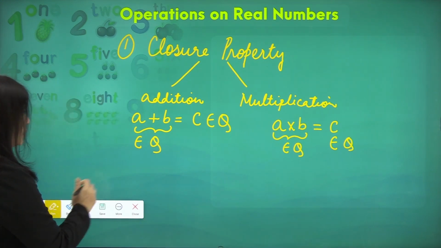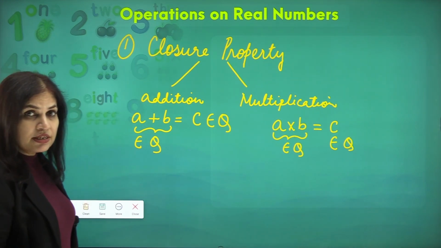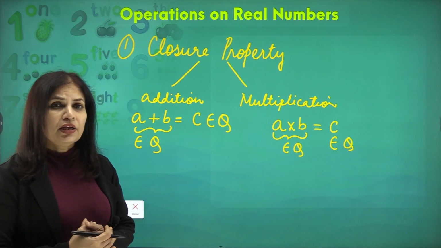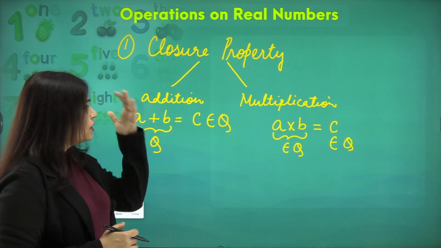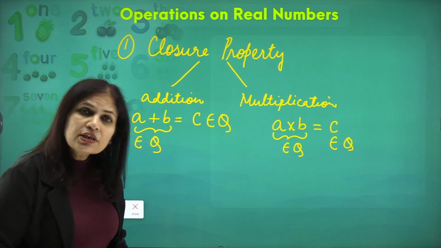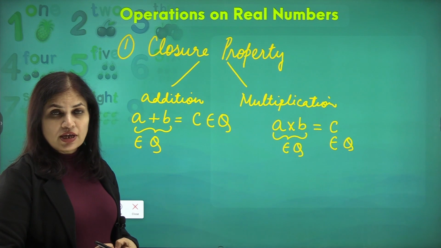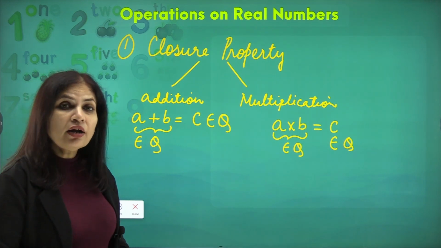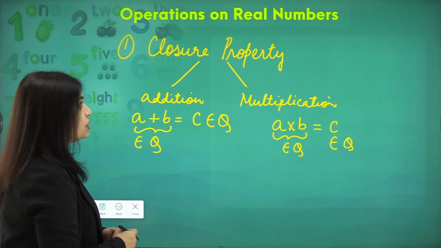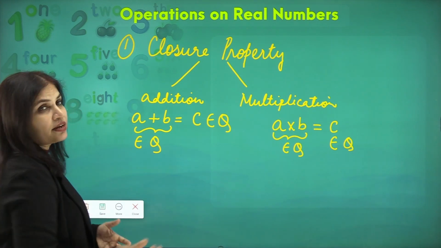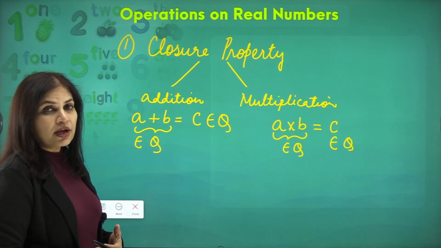Before we begin the second property, let us try this: if I am saying that rational numbers are closed on addition and multiplication, why aren't they closed on subtraction and division? They aren't closed on subtraction and division. It is not satisfying the closure property in subtraction and division.